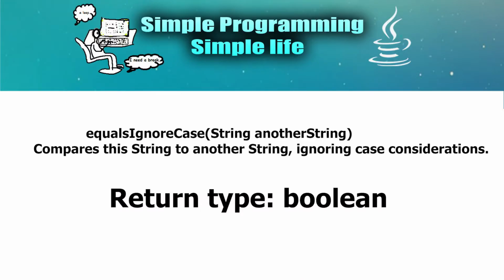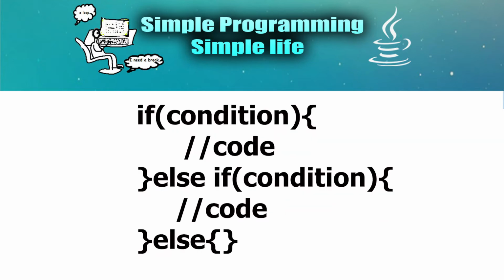The next method we're going to talk about is equalsIgnoreCase. It takes a string as a parameter and returns a boolean. And it compares two strings and ignores the case situation. We're going to look at this method in an if statement.